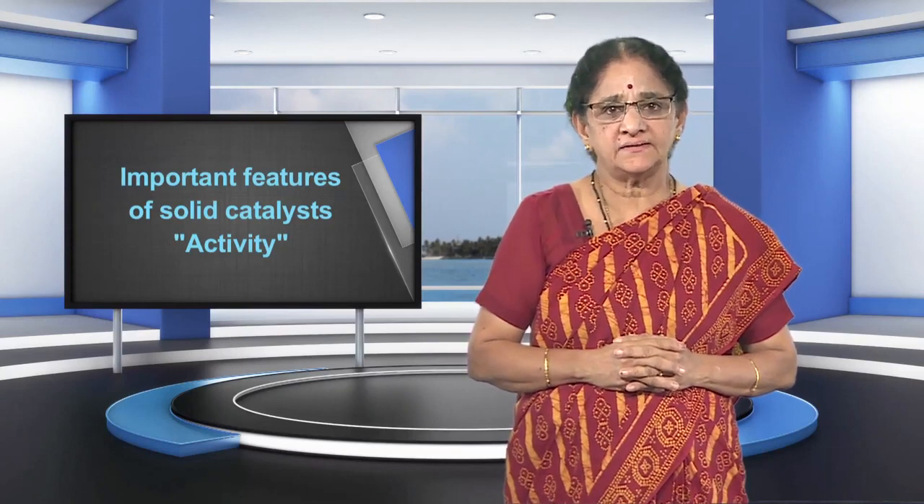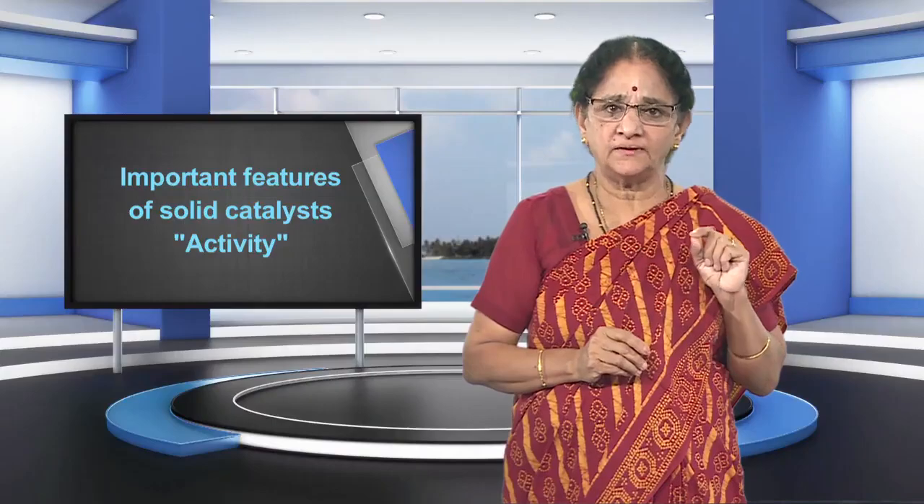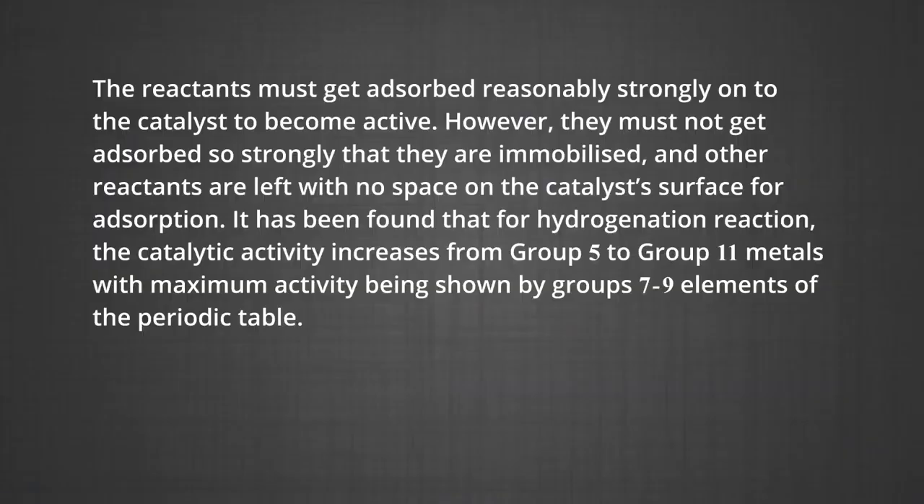The activity of a catalyst depends upon the strength of chemisorption to a large extent. The reactants must get adsorbed reasonably strongly onto the catalyst to become active. However, they must not get adsorbed so strongly that they are immobilized, and other reactants are left with no space on the catalyst surface for adsorption. It has been found that for hydrogenation reaction, the catalytic activity increases from group 5 to group 11 metals, with maximum activity being shown by groups 7 to 9 elements of the periodic table.